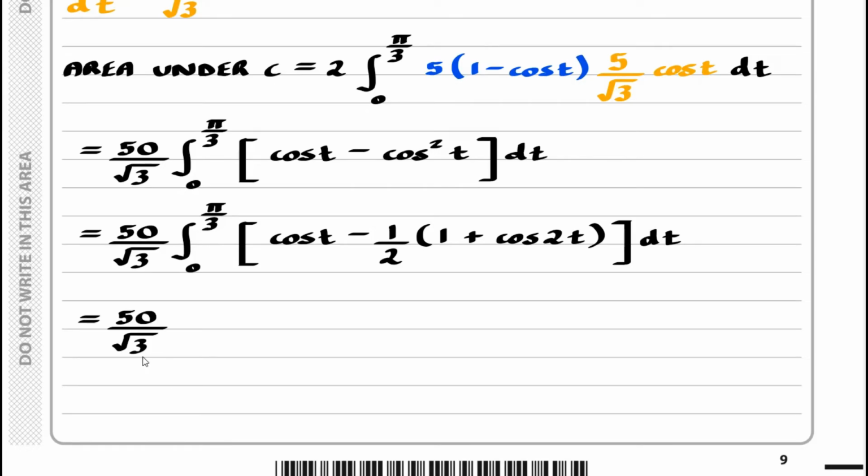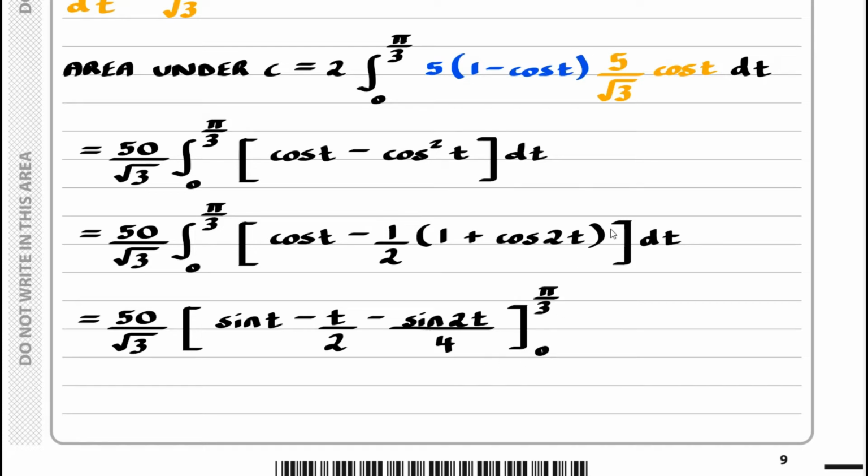So we've got 50 over root 3 multiplied by, well, if I integrate cos t, end up with sin t. Integrating negative 1/2 times 1, end up with negative t over 2. And integrating negative 1/2 cos 2t, end up with negative sin 2t over 4. And this is to be evaluated between 0 and pi over 3.